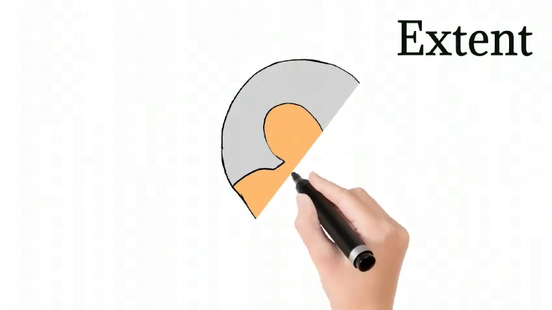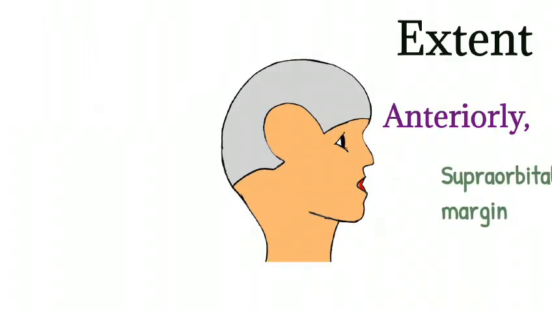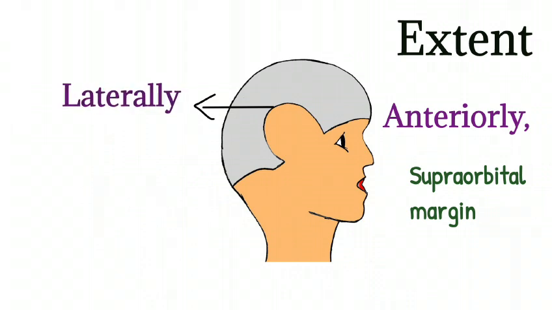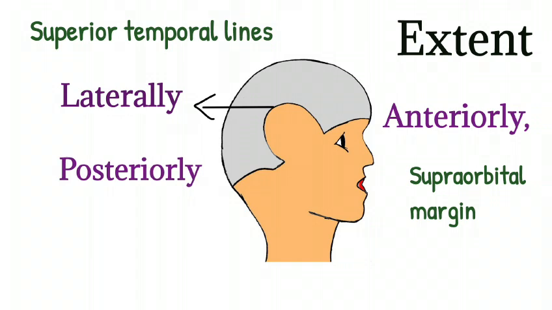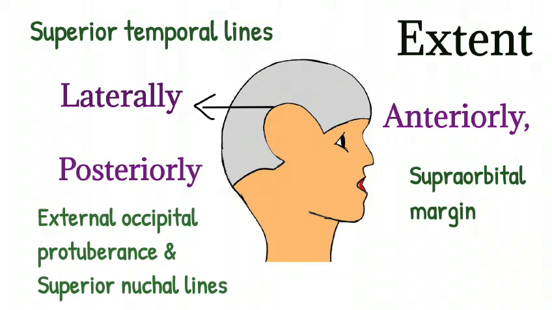Extent of the scalp. Anteriorly, it extends up to the supraorbital margin. Laterally, up to the superior temporal lines. Posteriorly, up to the external occipital protuberance and superior nuchal lines.